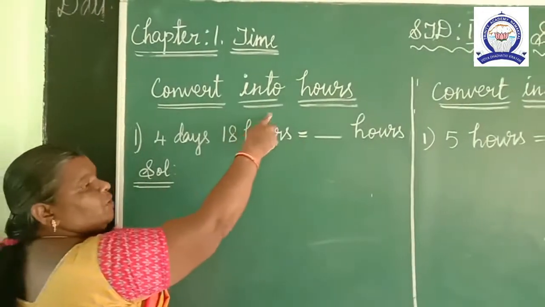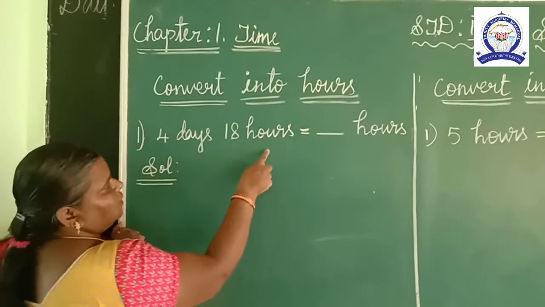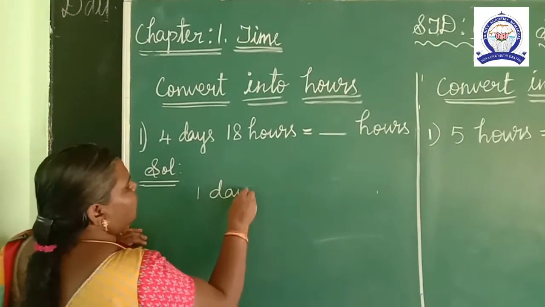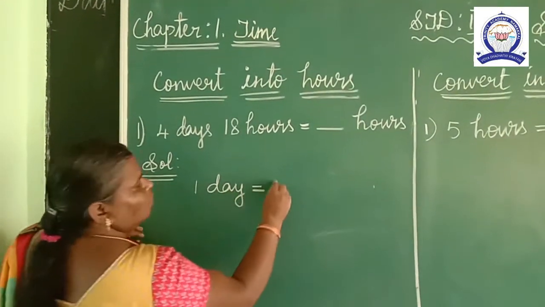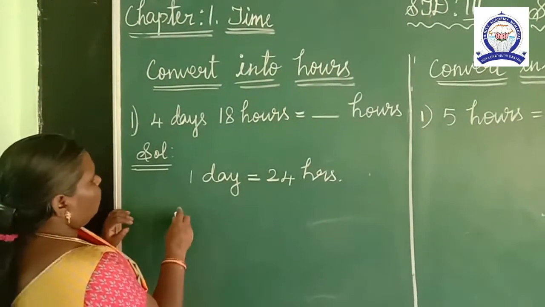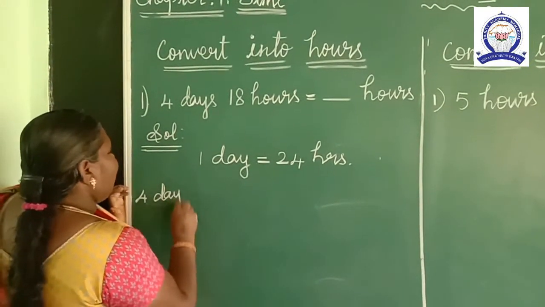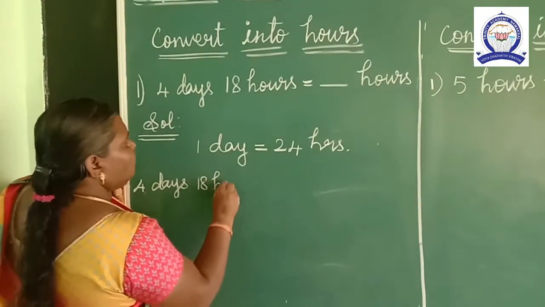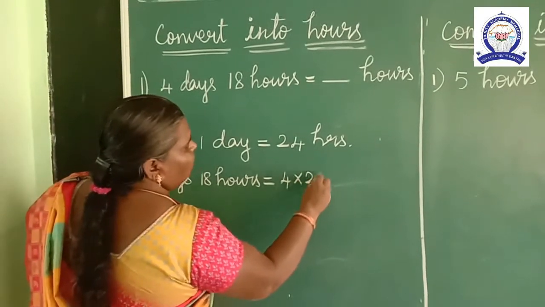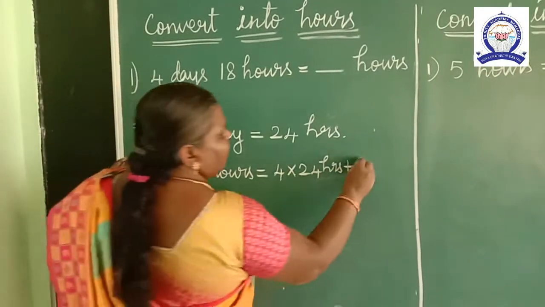Next, convert into hours. First sum, 4 days, 18 hours equal to dash hours. First you write 1 day equal to how many hours? 24 hours. What is the given sum? 4 days, 18 hours. 4 days, 4 into 24 hours plus 18 hours.